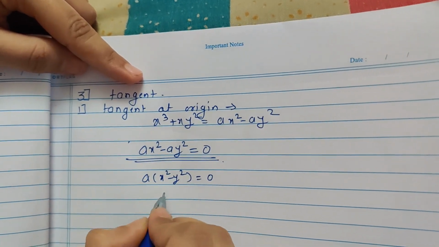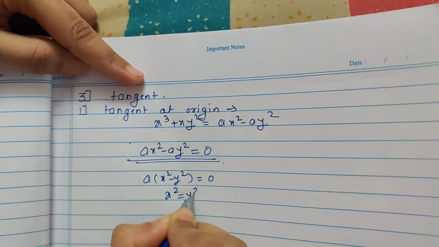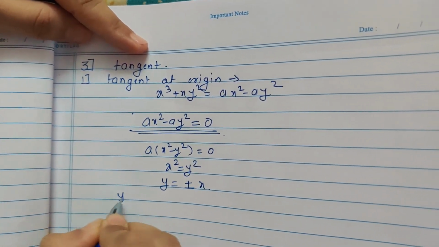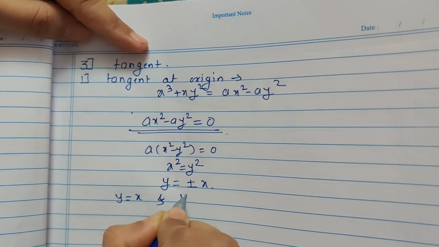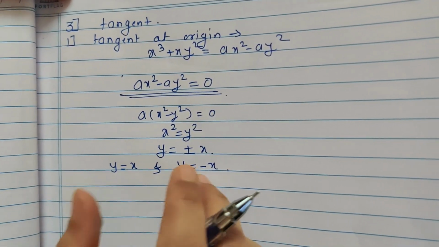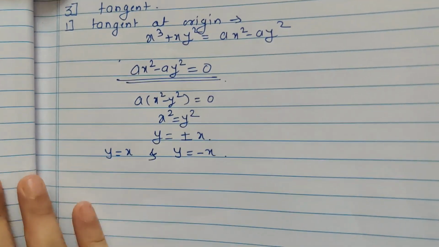Now a is a constant, so what can I write? x squared is equal to y squared, so y is equal to plus or minus x. So y is equal to x and y is equal to minus x. These are the two lines which are tangent at the origin.